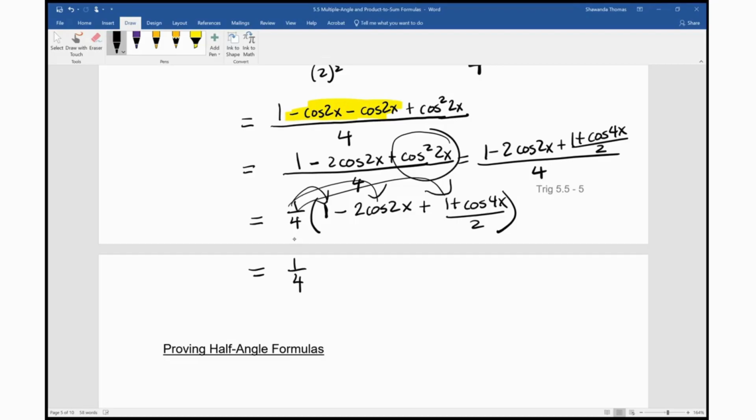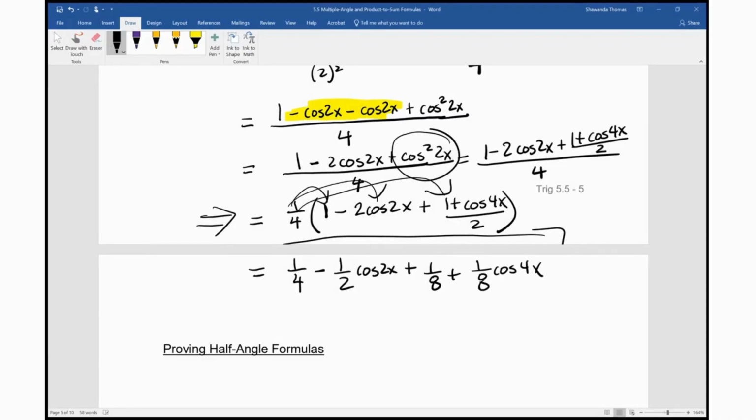Right now, I'm just making it more simplified. So if I multiply 1/4 times everything, that's 1/4 times 1 is 1/4. 1/4 times 2 is 1/2. 1/4 times this 1/2 right here is 1 over 8. And then again, that's 1 over 8 times cosine of 4x. But to be honest, here I probably would have taken the answer. I mean, we have already met what they were asking.